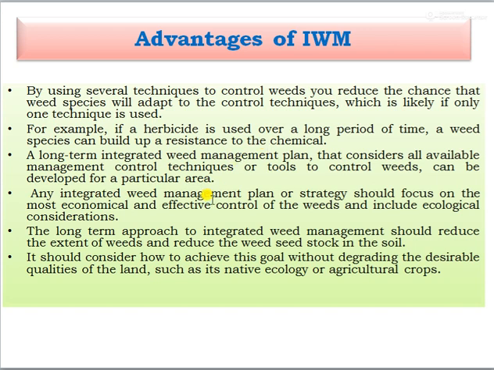Any IWM plan or strategy should focus on the most economical and effective control of weeds, and also include ecological considerations. The long-term approach of IWM should reduce the extent of weeds and reduce the weed seed stock in the soil, and it should consider how to achieve the goal without degrading the desirable qualities of the land, such as the native ecology or the agricultural crops.